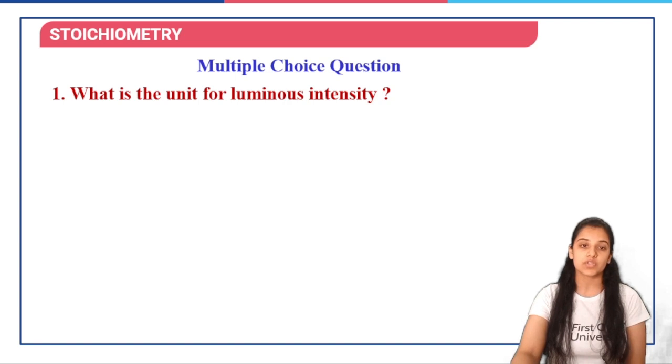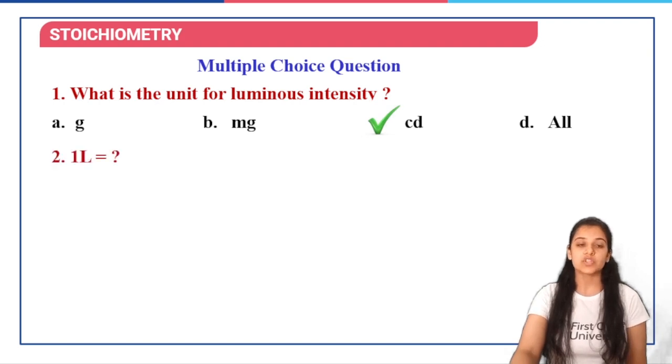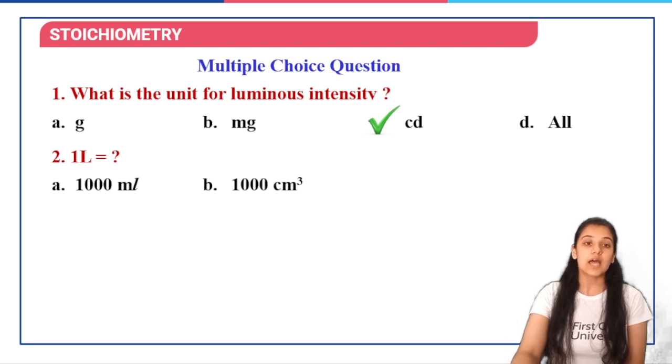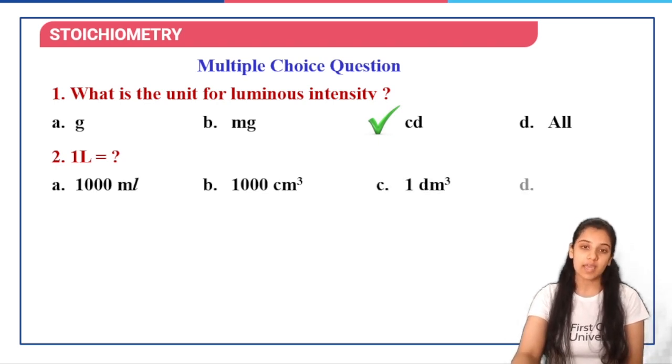So let us do a question. What is the unit for luminous intensity? Grams, milligrams, candela, all. Option C is the right answer. Next question, 1 liter is equal to 1000 ml? Yes. 1000 centimeter cube? Yes. 1 decimeter cube? Yes. So option D is the right answer.